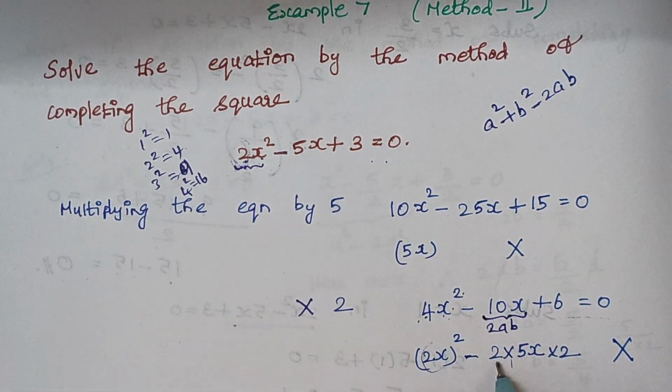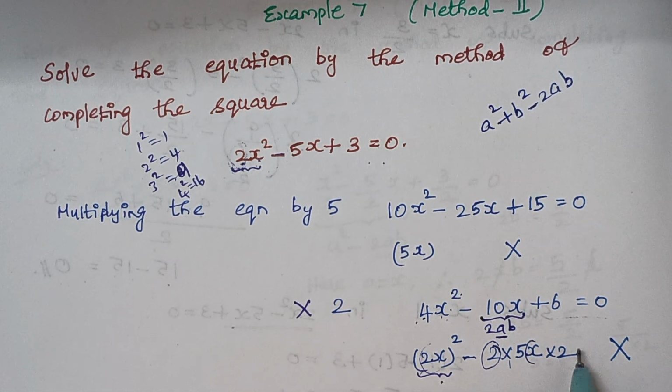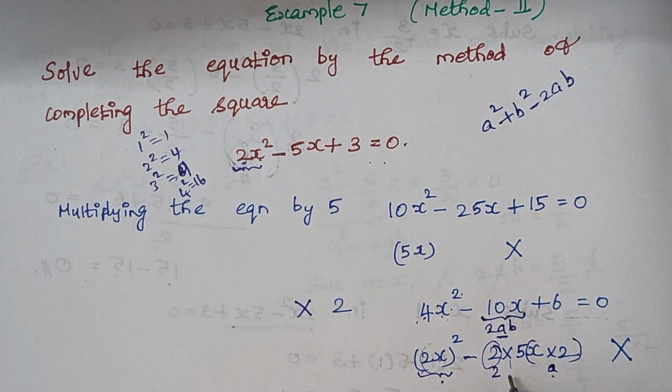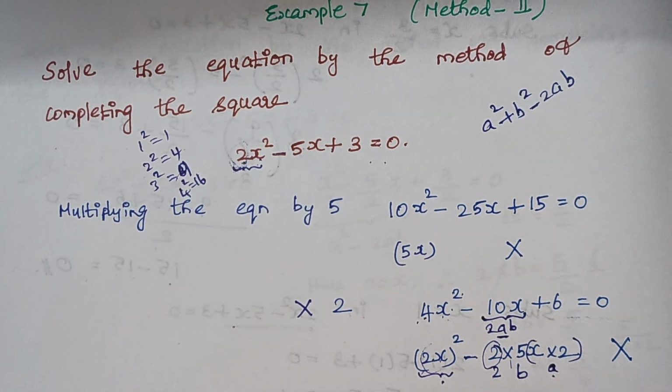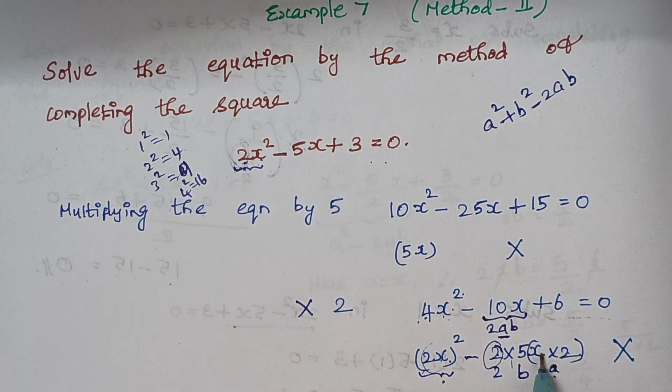So just write down the 2 as such. What is the value of a? A is nothing but 2x. So this 2x represents a. Okay, this is 2, this is a. And here I need a b term. So if this is b, then look at this: a square minus 2 into 2x into 5.